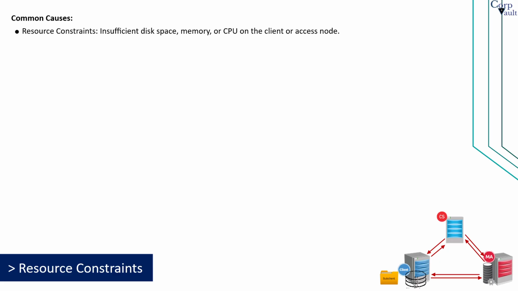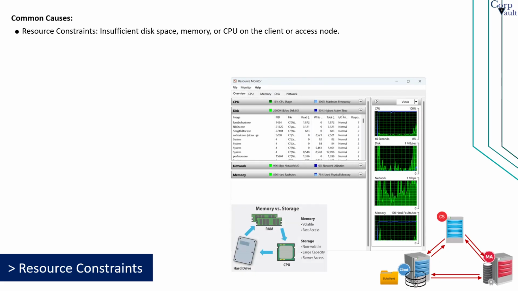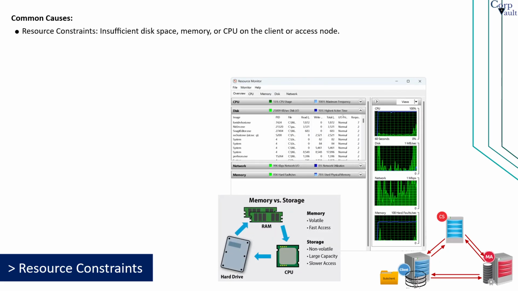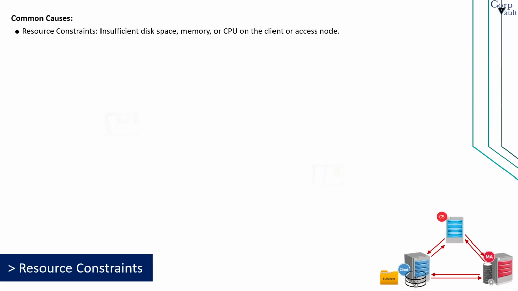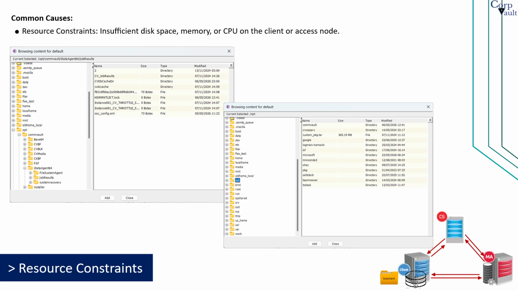Resource constraints. Insufficient disk space, memory, or CPU on the client or access node. Verify there is sufficient disk space in the job results directory and on the client. For Linux/Unix, check these locations to see if they have sufficient disk space.